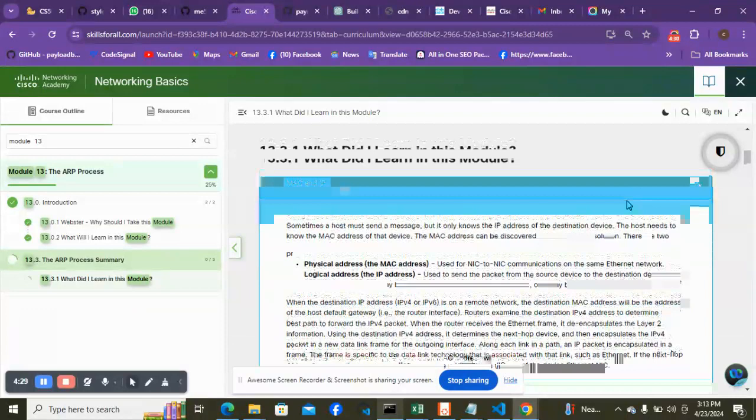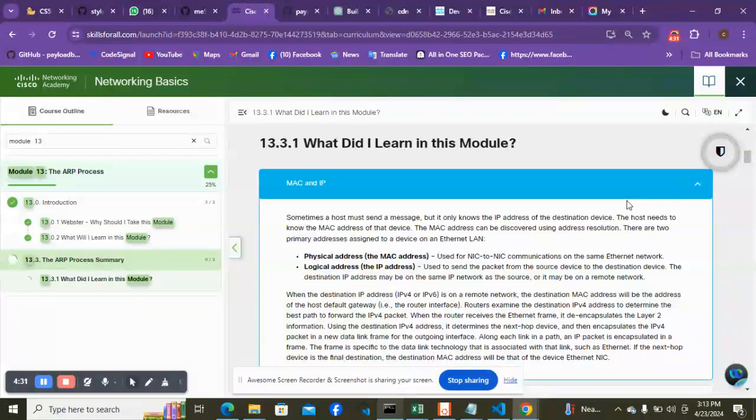There are two primary addresses assigned to a device on an Ethernet LAN. Physical address, the MAC address, used for NIC to NIC communication on the same Ethernet network. Local address, the IP address, used to send a packet from the source device to the destination device. The destination IP address may be on the same IP network as the source, or it may be on a remote network. So when the destination IP address, IPv4 or IPv6, is on a remote network, the destination MAC address will be the address of the host default gateway, which is the router.